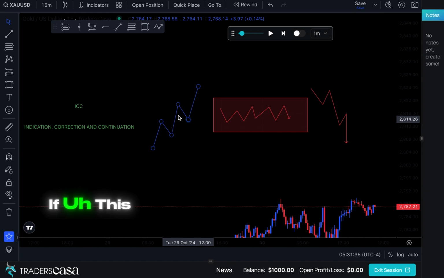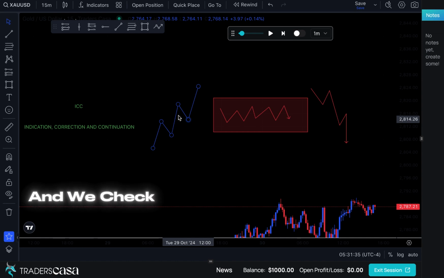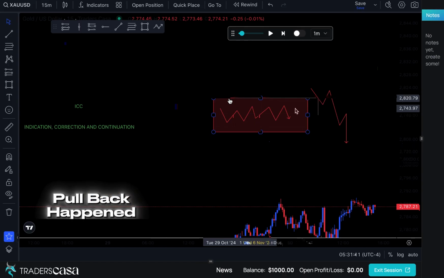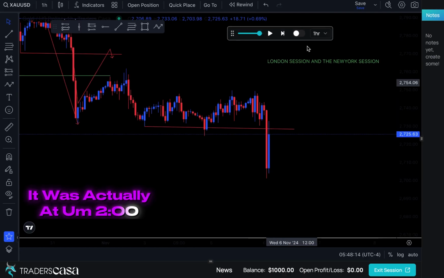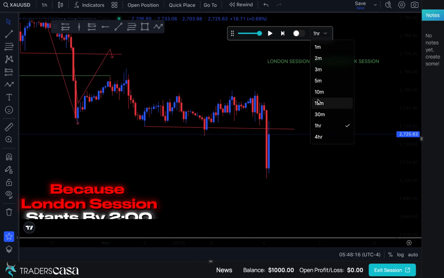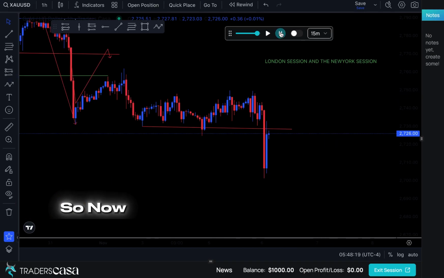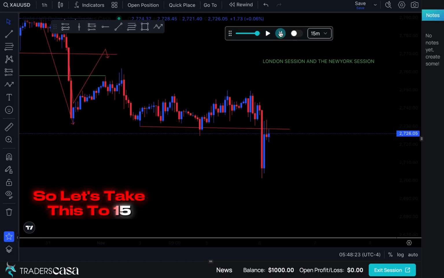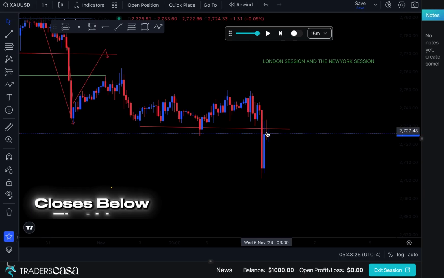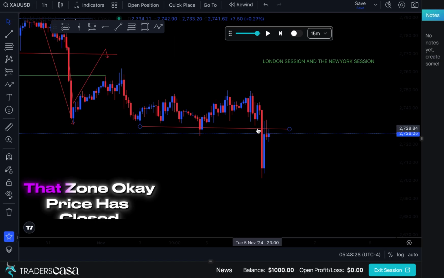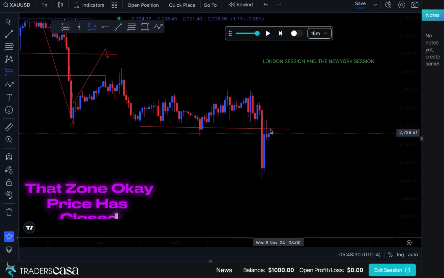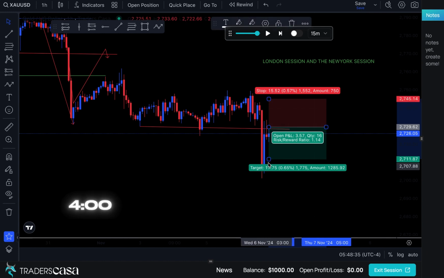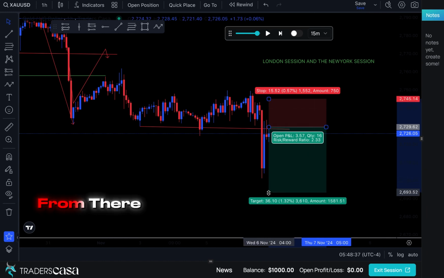If this trade has formed and we check the time and it is not in the New York session, see, when this pullback happened, it was actually at 2 o'clock, which is the London session, because the London session starts at 2 o'clock. So now we are going to wait for a close outside for us to take the trade. So let's take this to 15. Let's see if price closes below that line, that zone. Okay, price has closed below that zone, right? And this is still the London session, 4 o'clock. Then we can take a sell from there.